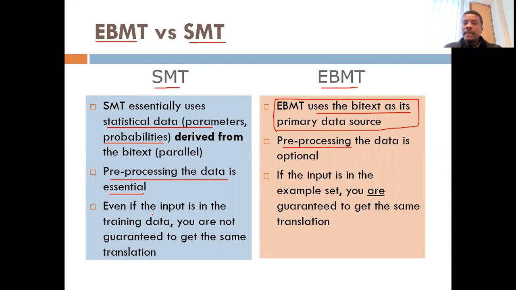The last parameter is, in statistical machine translation, even if the test sentence was part of the initial bytext or parallel corpus, the result you get is not exactly its translation in the bytext, because it is based on probability. But in example-based machine translation, if the input text is already part of the bytext database, you are guaranteed to get the same translation result, because it is memory-based: if it finds it, it retrieves it. In statistical machine translation, it combines phrases and doesn't give you the whole sentence output, and that phrase combination might make some alteration or variation. So these are the three basic, important differences between statistical machine translation and example-based machine translation.